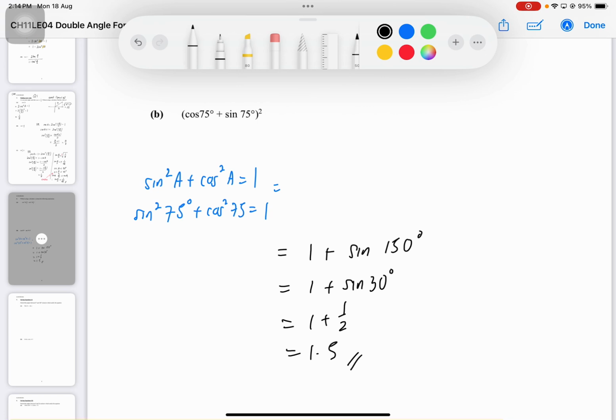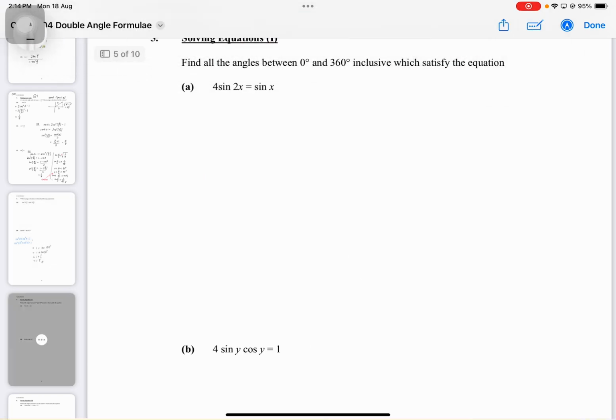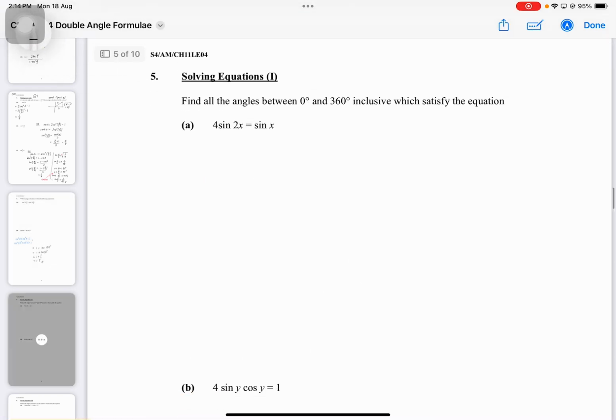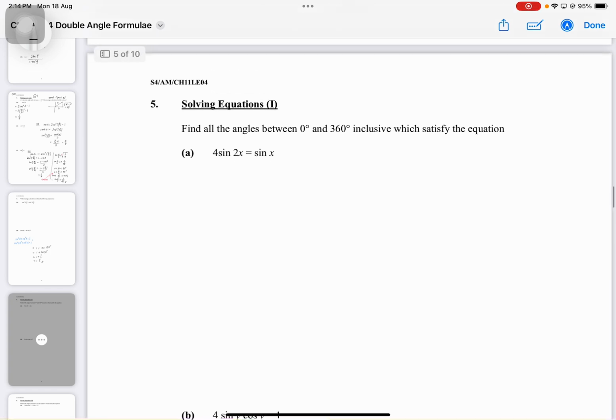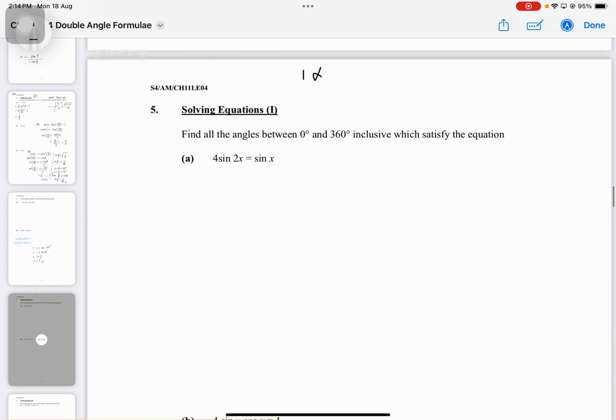Alright. Let's do some solving after quadrant diagram. Let's look at this question here. Okay, I want to recap on the 4 steps. Find alpha. Okay. Second step, ASTC. Third step, change range. Finally, solve it.